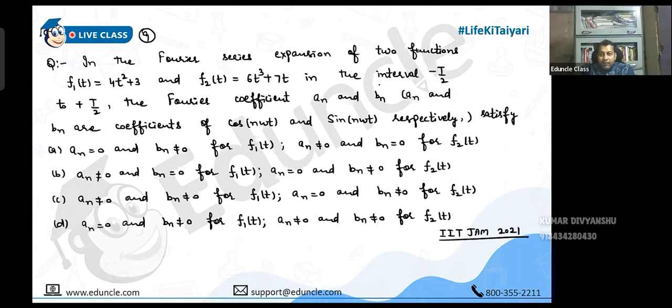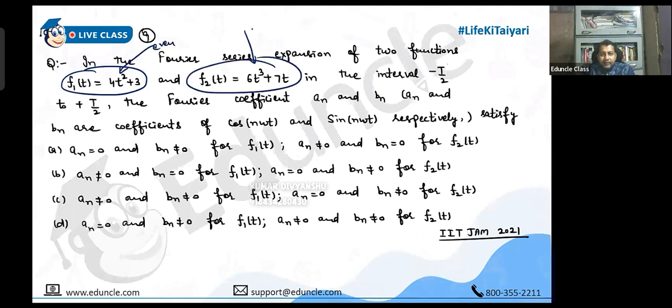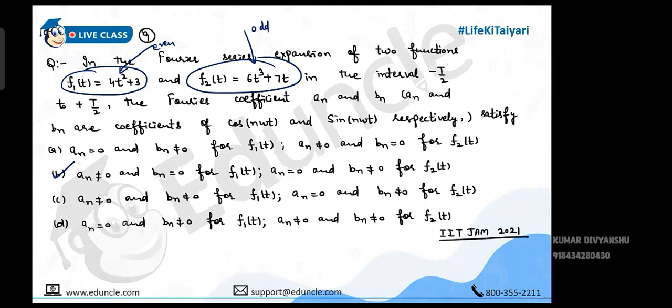So you need to check for even odd function because the limits are symmetric from minus T by 2 to T by 2. So f1(t) is an even function and this is an odd. In case of an even function, we know that the an coefficients are non-zero and bn are 0. So B option. And for f2(t), because it is an odd function, an is 0, bn non-zero. Please check, everyone.